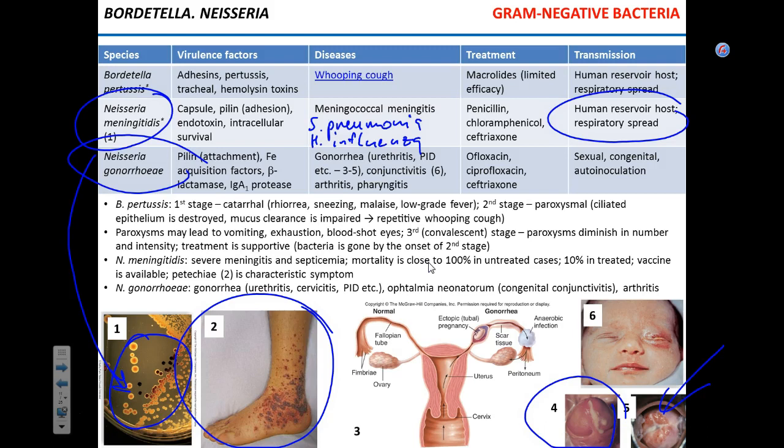Now, just as with chlamydia, there is a conjunctivitis associated with the transmission of Neisseria gonorrhea from mother to child. When a kid passes through the birth canal of an infected mother, that can get on the conjunctiva, and we call it ophthalmia neonatorum. If you're curious, can this happen in adults? The answer is yes. There were reports of self-inoculation.